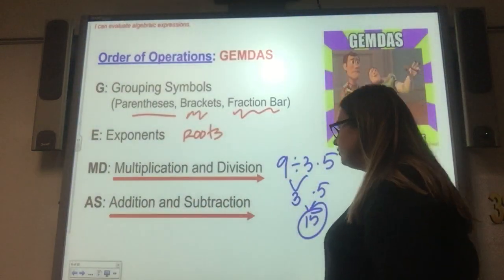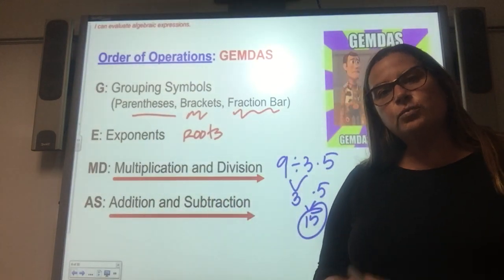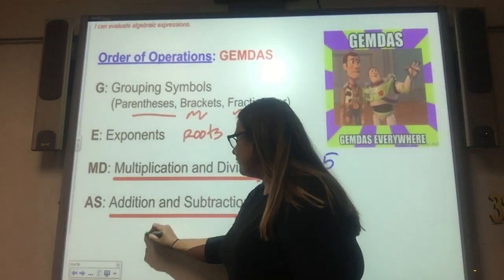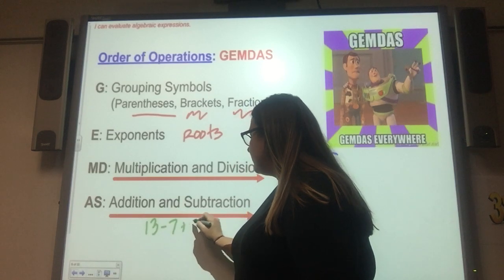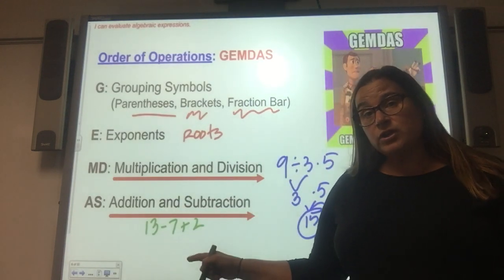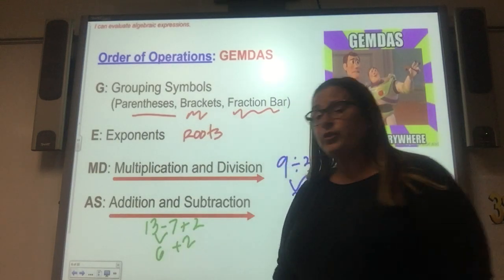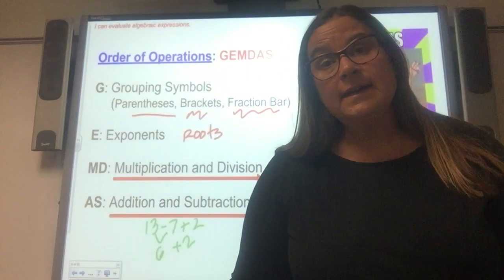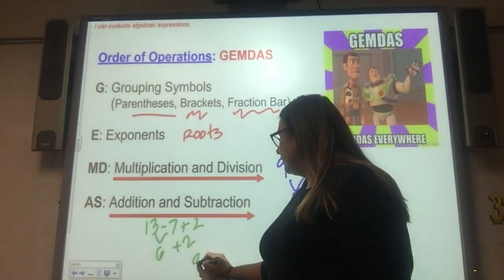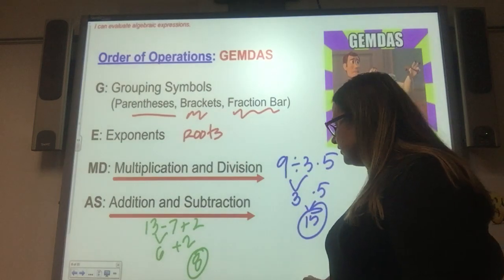The same is true with addition and subtraction. Again, you're going to want to work left to right. So if I have 13 minus 7 plus 2, I'm going to do the subtraction first because it occurs first. 13 minus 7 is 6. Then I can add my 2 and get 8. All right? So let's put this to use.